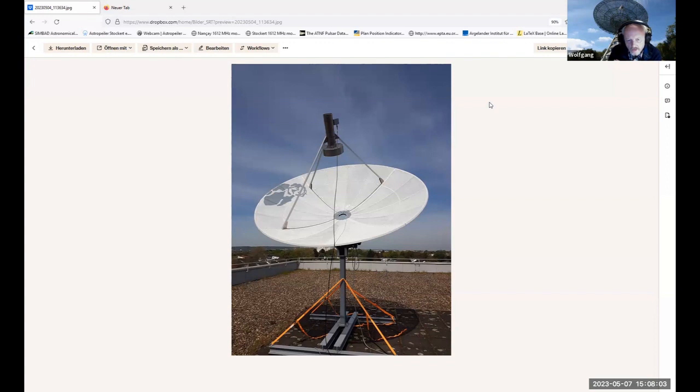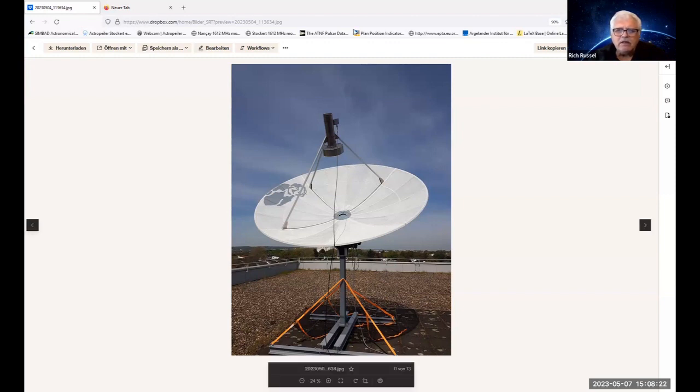By the way, this is a 0.4 F/D ratio dish. So it's really a measurement rather than any calculation. We just go and measure it. Okay. All right. Any more questions for Wolfgang?